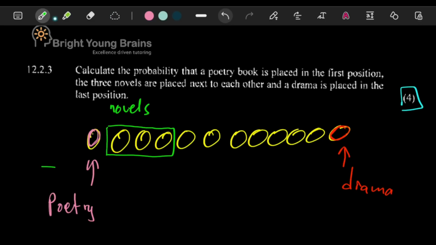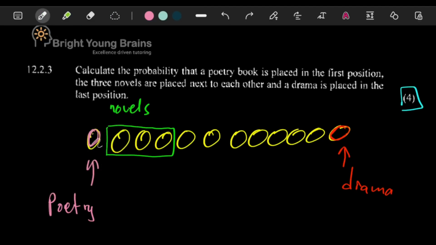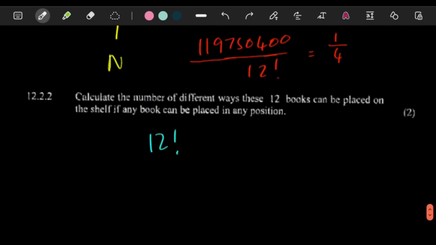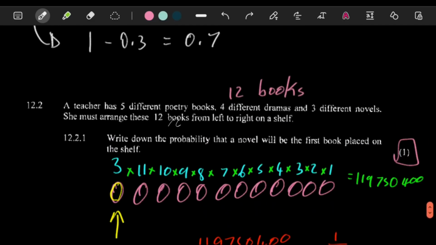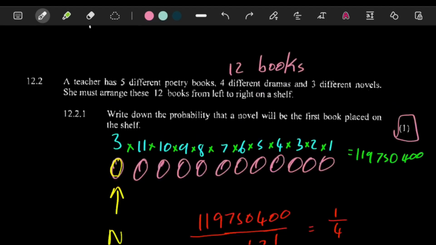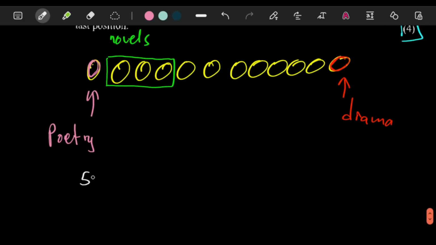you have to remember that this kind of question you have to work out systematically. So the first thing is poetry books. How many poetry books do you have? 5 poetry books. So you have 5 options here, 1 of 5 can go there. So let's put a 5 in the front over there.